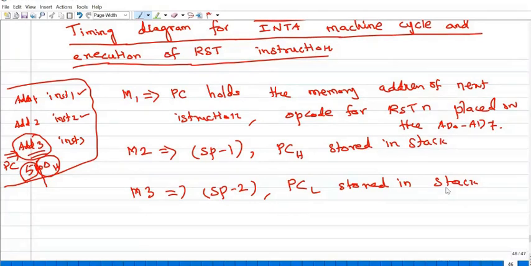Like opcode fetch, memory read, memory write, IO read, IO write, the INTA cycle is one of the machine cycles. This operation occurs whenever the INTR line is high and detected by the microprocessor. So how to draw this timing diagram? Please remember these operations.